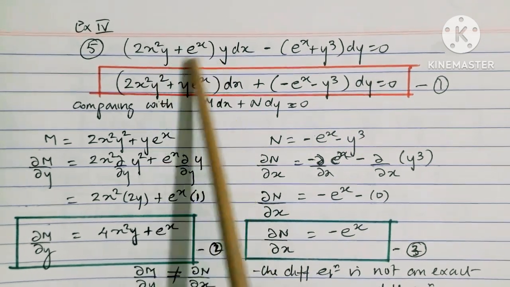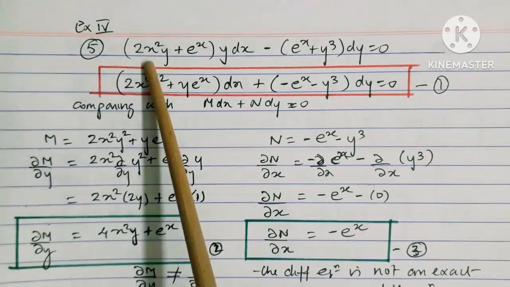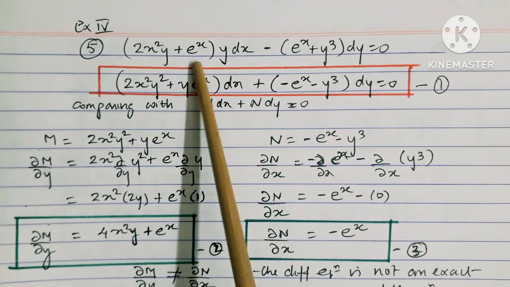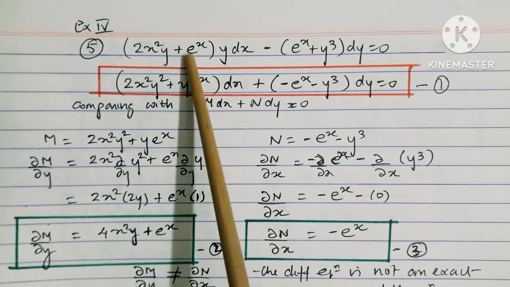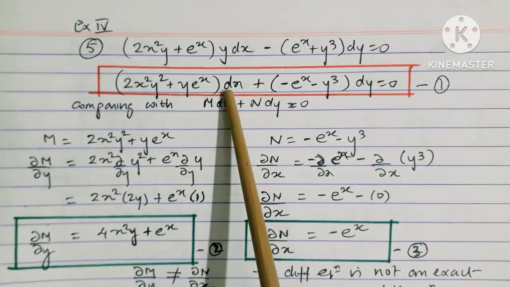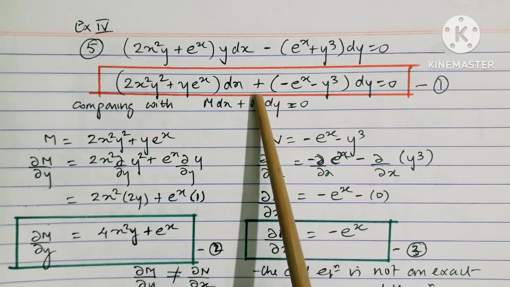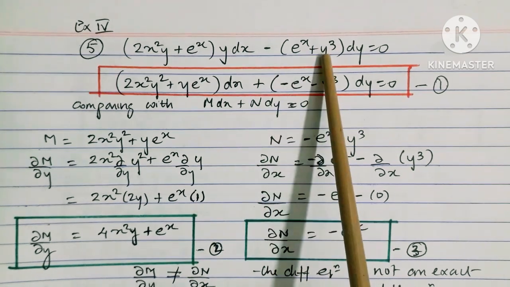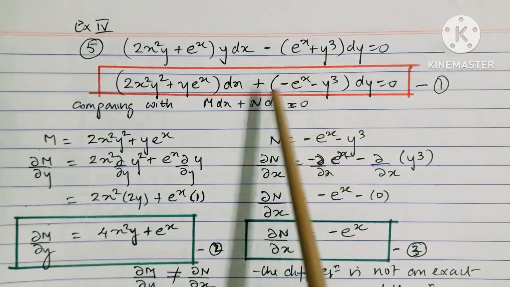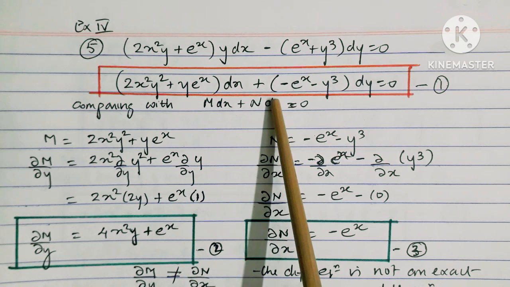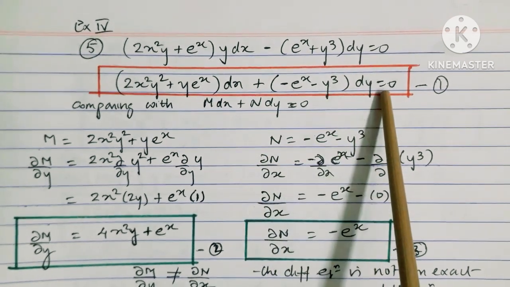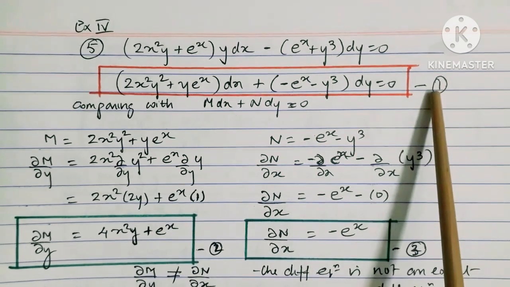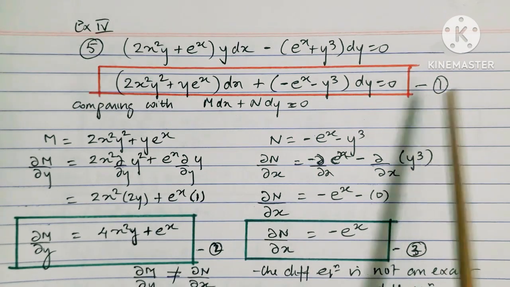So now we can rewrite this given differential equation by multiplying both the terms inside the bracket with y. So this would be (2x²y² + y·e^x) dx, and here we can take the positive sign outside the bracket. So both the terms inside the brackets will change their sign. So this would be plus (−e^x − y³) dy = 0. Let us call this equation 1.